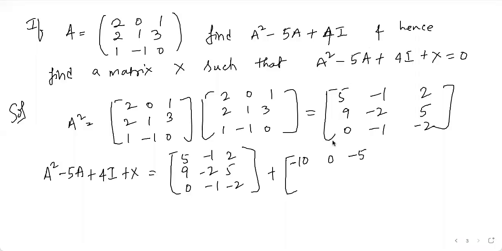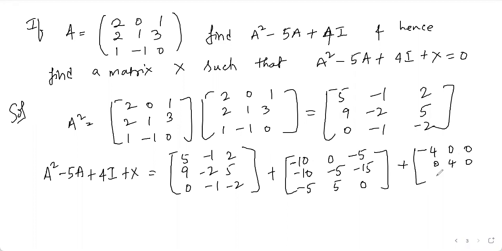So let us see the next row, which is minus 10, right? And minus 5 and minus 15, right? And this is minus 5, 5 and 0, right? Okay, and the last one, which you get as 4, 0, 0, 0, 4, 0, and 0, 0, 4, because I'm multiplying with this 4. And plus X, right?